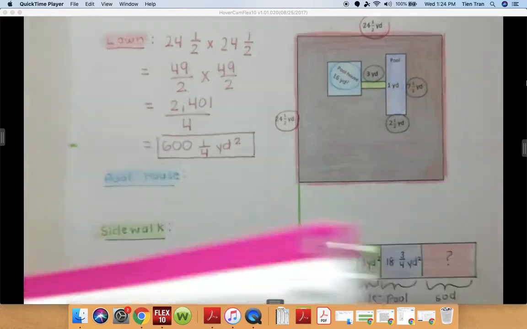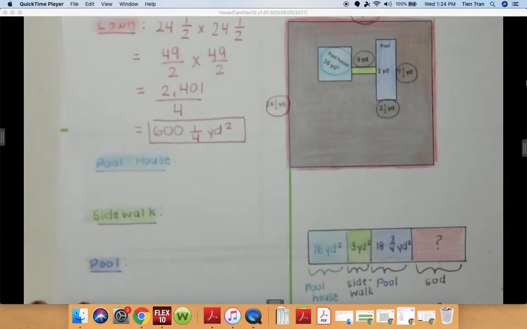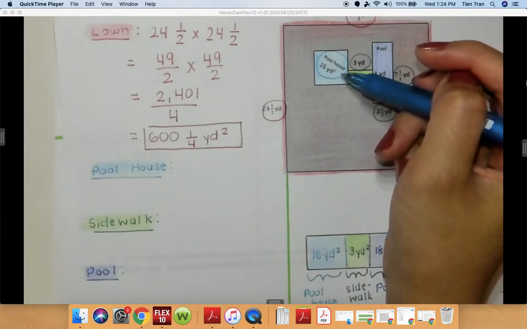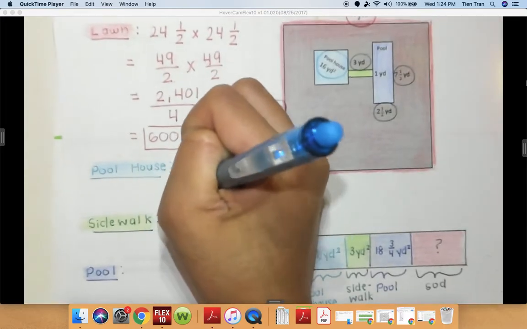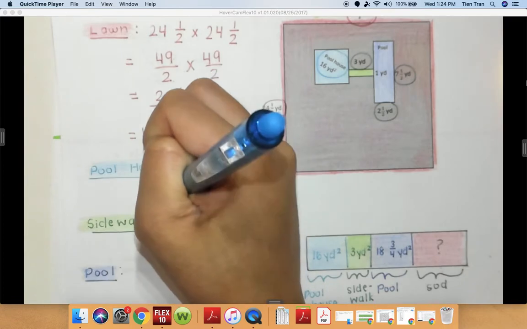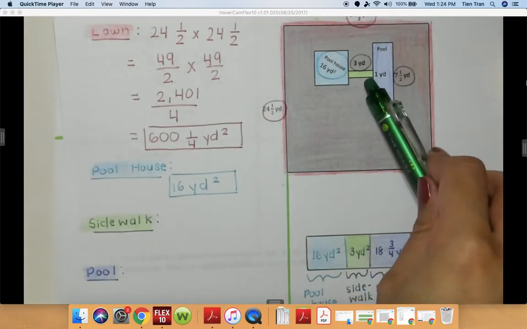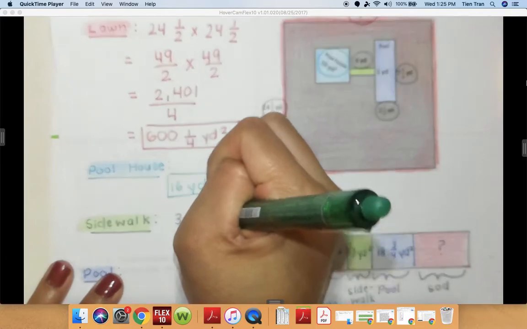Okay? Now that I have my lawn, I'm going to look at the number for the pool house. And fortunately, the pool house is already given to you. So it says right here, 16 yards squared. So I'm going to write that down, 16 yards squared. And my sidewalk, I also am given the measurement. So it's 3 yards squared.